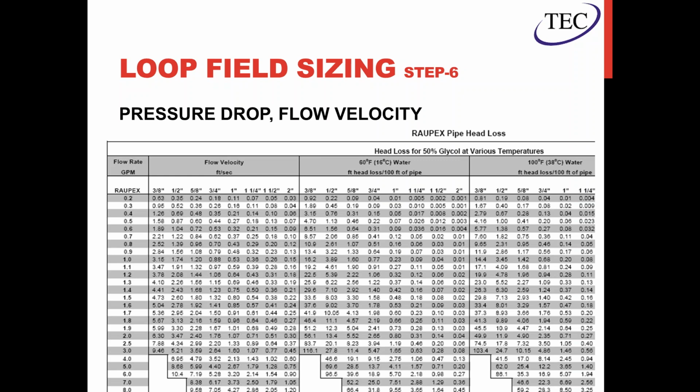So this is another chart from Rehau, but again, most all manufacturers will have all of their data tabulated. As you see here, the first section of columns is the flow velocity, and then it goes by temperature and pipe size. Up here we have head loss at 50% glycol. So as you can see, it's just tabulated. Each column is pipe size, and then the flow is on the left here.